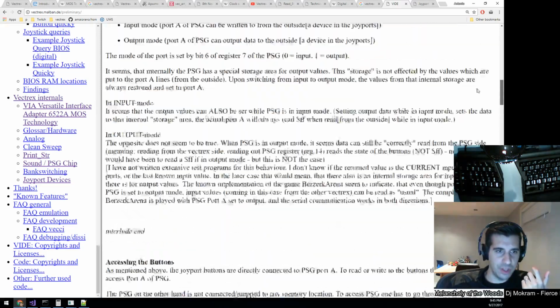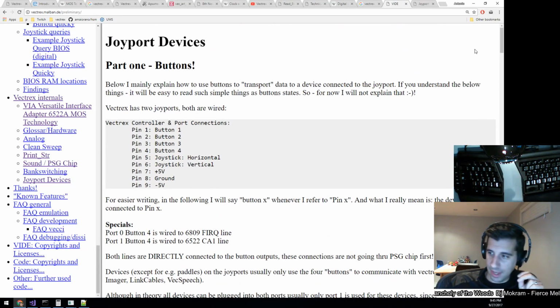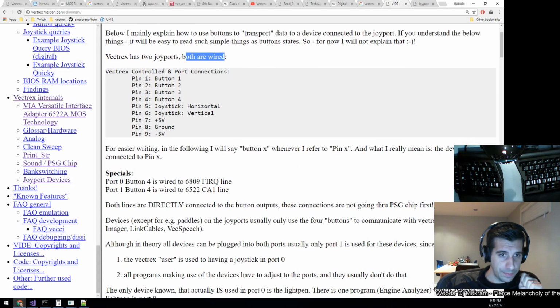So let's just go over the first part, because I did implement that, but probably am not quite getting it perfectly. "Below, I mainly explain how to use buttons to transport data to a device connected to the joy port. If you understand the below things, it will be easy to read such simple things as button states. So for now, I will not explain that. Vectrex has 2 joy ports. Both are wired."